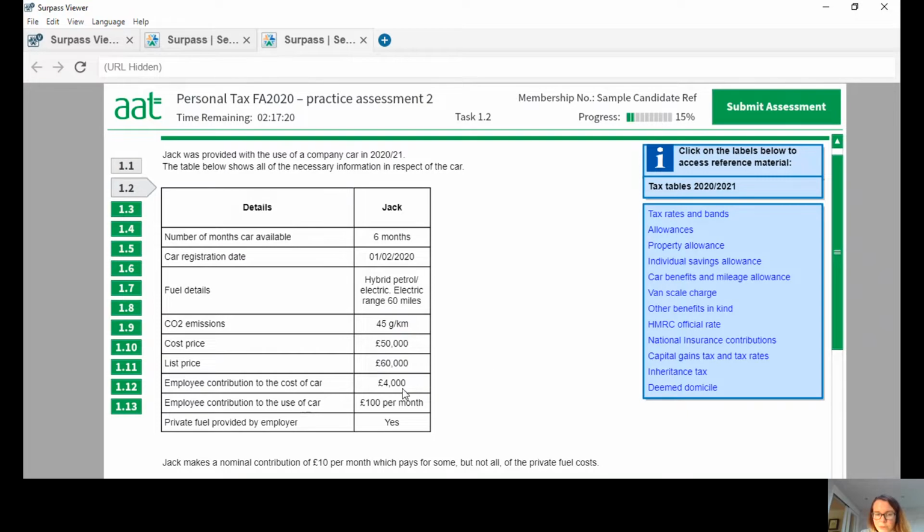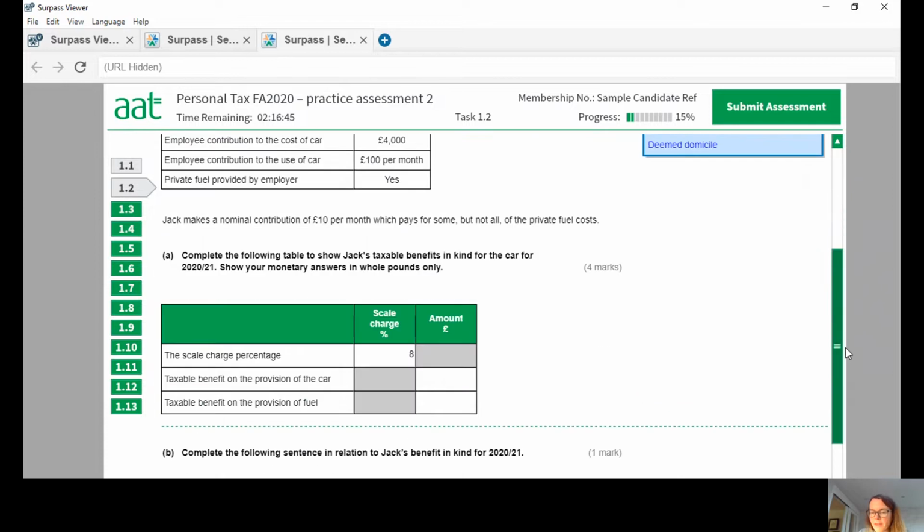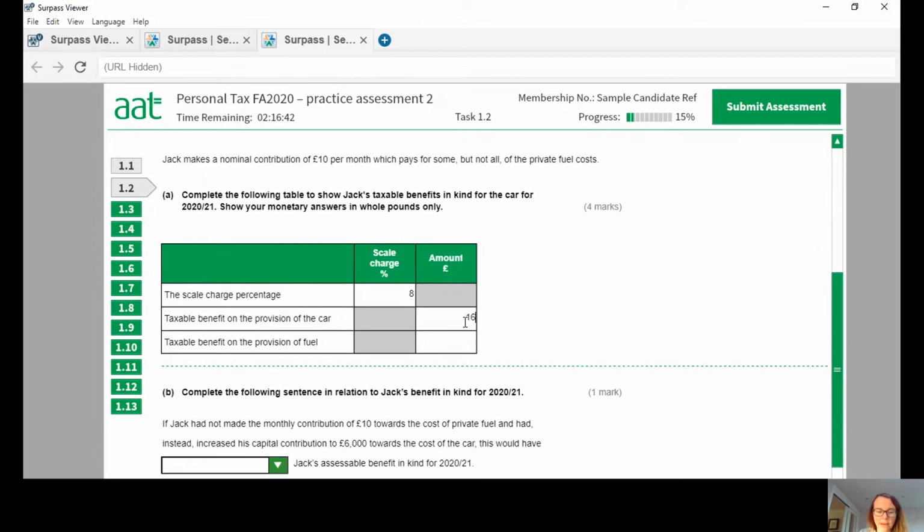He is making a contribution towards the use of the car, £100 per month. He has the car for 6 months. So we need to subtract £600. All right, so to recap my calculation, 8% times 56,000 times 6/12 minus £600, and that gives me an answer of 1,640.